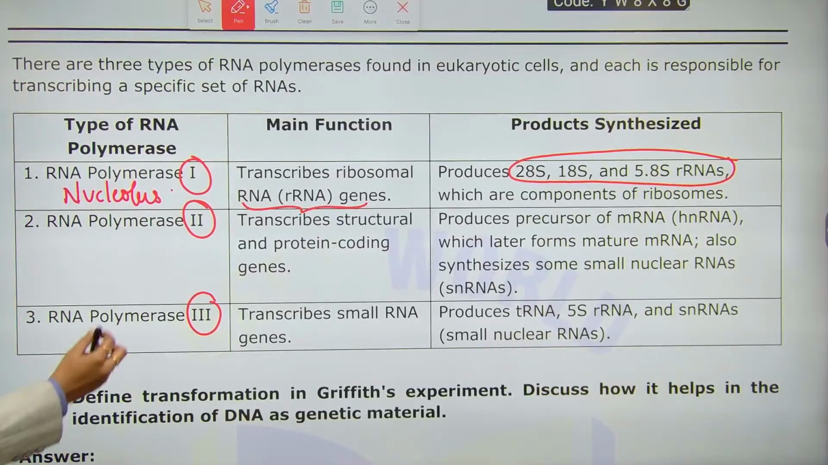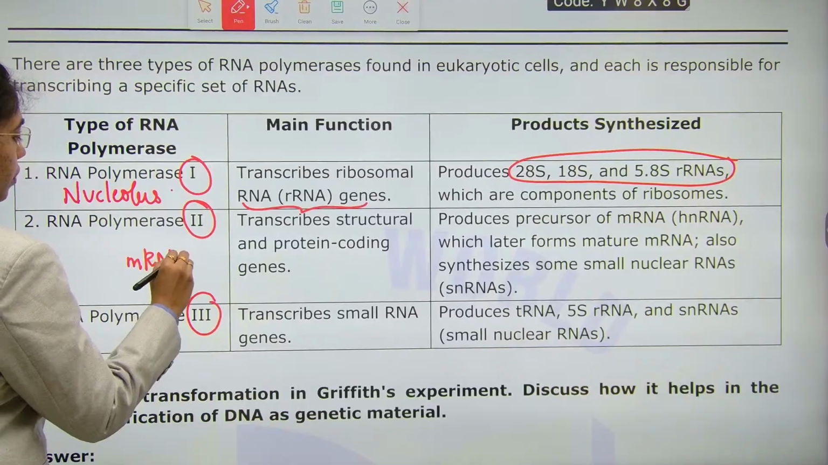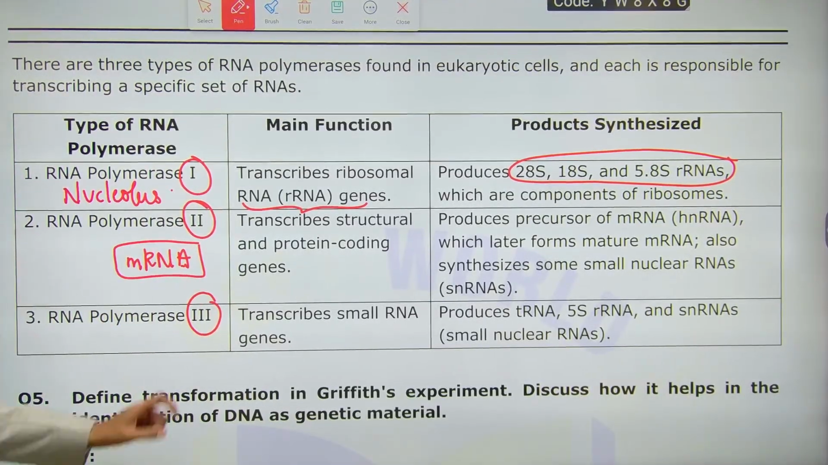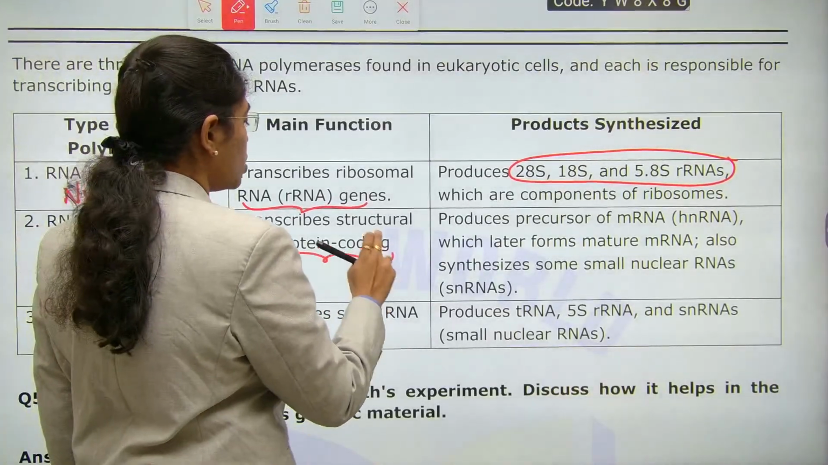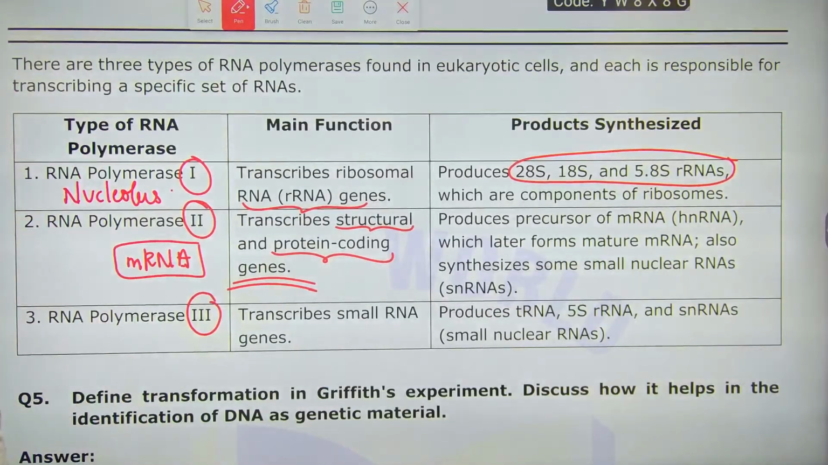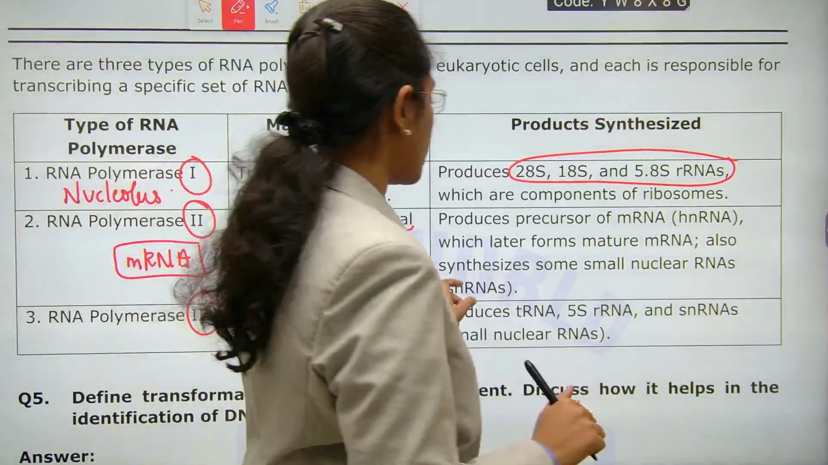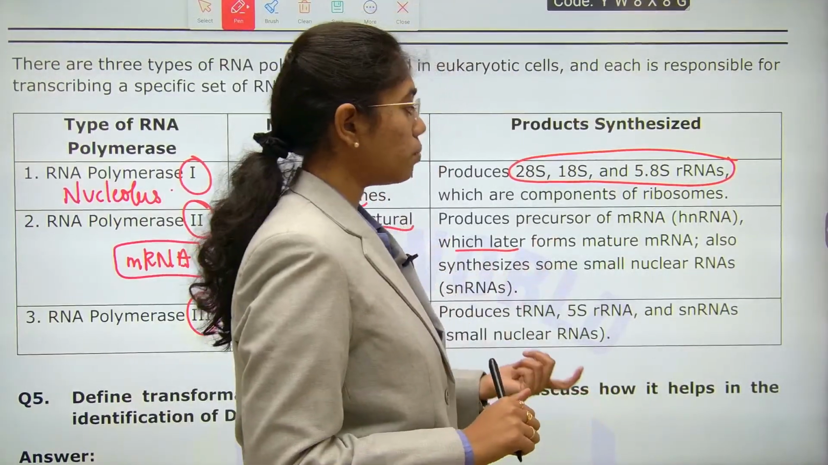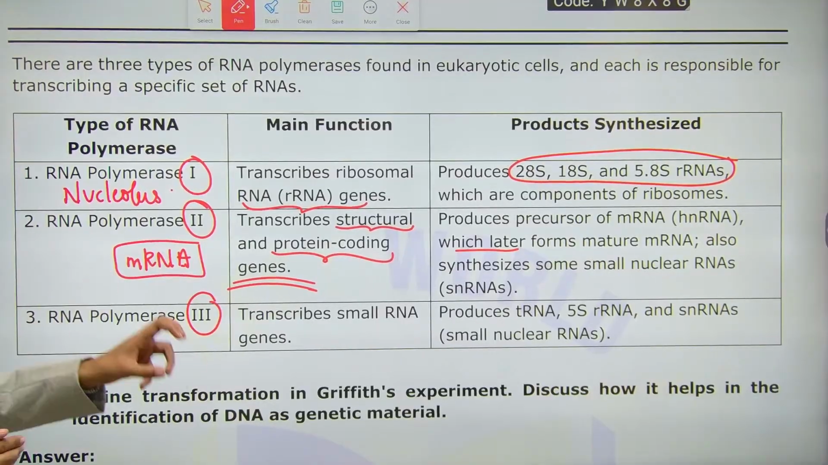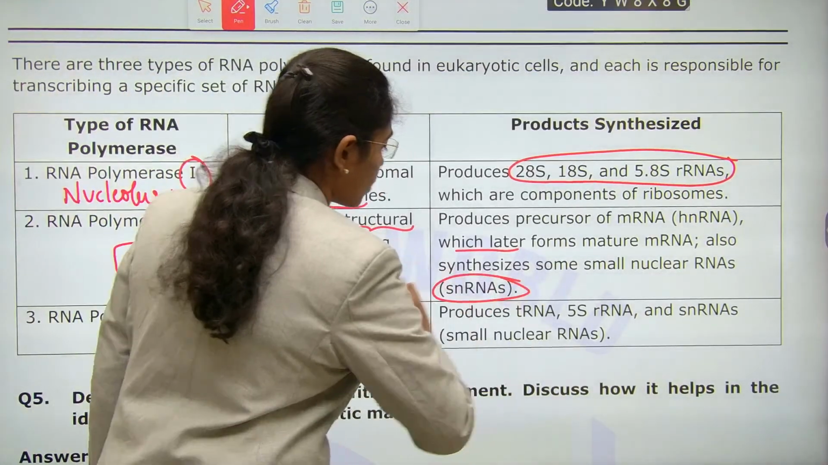Next, RNA polymerase 2 transcribes structural and protein coding genes. This produces the precursor of mRNA, or hnRNA, which later forms mature mRNAs, and it also synthesizes some small nuclear RNAs, which are known as snRNAs.